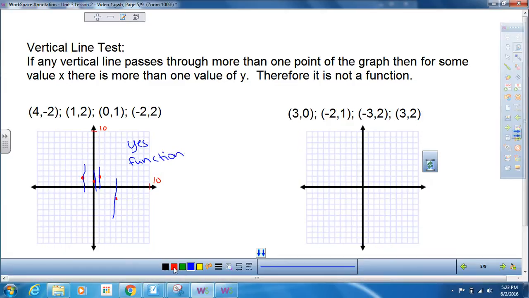Okay, let's look at the other example. Again, this is 10 by 10, so every line is just 1. Okay, 3, 0. -2, 1. -3, 2. And 3, 2. Okay, I want to draw vertical lines through these.